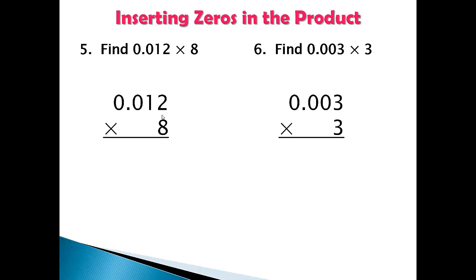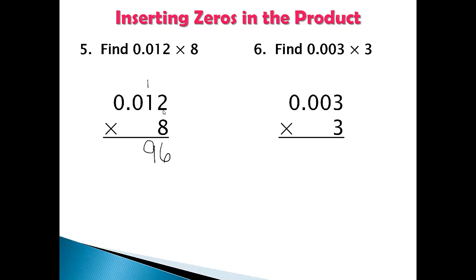8 times 2 is 16. And then we can carry our 1. And 8 times 1 is 8, plus 1 is 9. Notice that all we have left is to multiply 8 times 0, which would just be 0. We do not have any other digits besides 0 left. So now we need to figure out where the decimal is going to go.